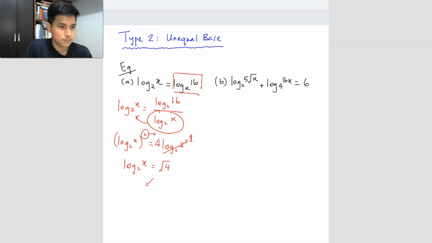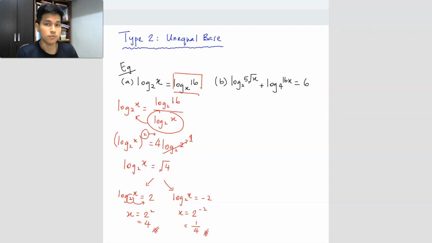So the first answer here is log x base 2 equals to positive 2, and the second answer is negative 2. Okay, so this 2 here we can bring it across. So x equals to 2 power 2, answer is 4. This one will be x equals to 2 power negative 2, you get 1 over 4. So you got 2 x values. So this is how you solve. This second part here is we want to try to make it become the same base. We have to change the base because it is unequal base. So let's look at question B.